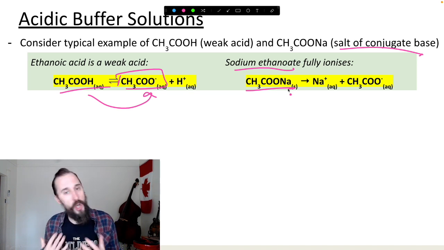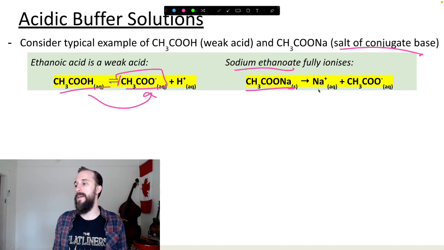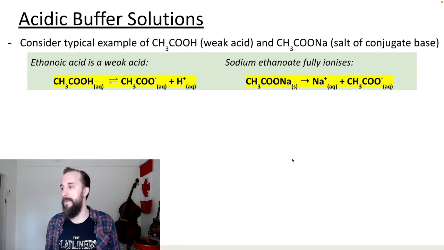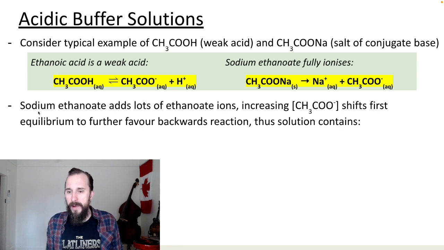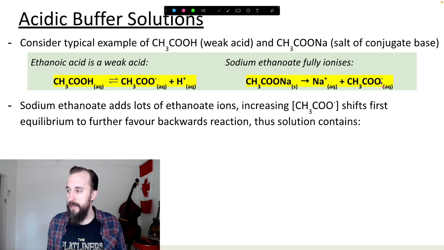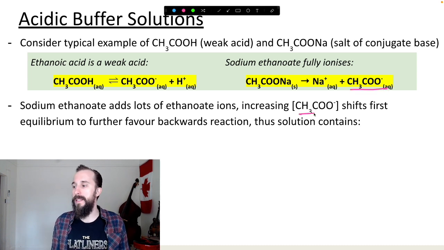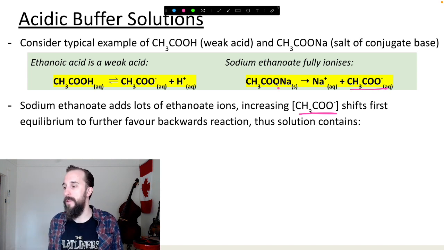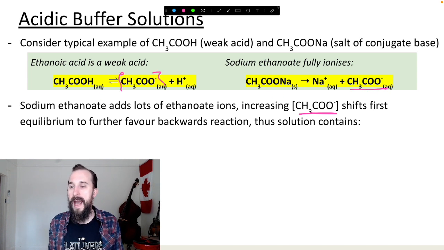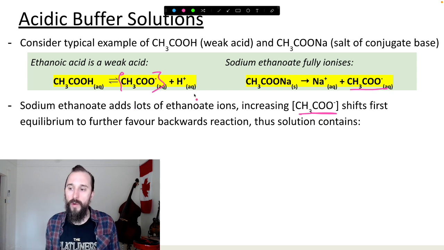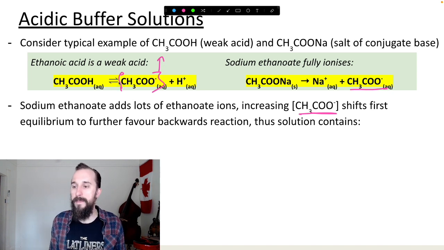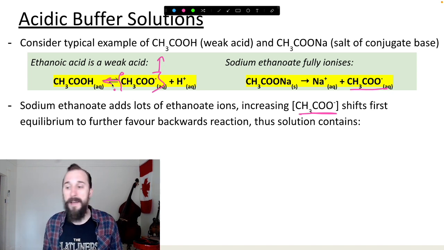Importantly, the conjugate base salt is going to fully ionize into sodium ions and then our ethanoate ions, more accurately. So what have we done? Sodium ethanoate has added lots of ethanoate ions, increasing the concentration of our ethanoate ions because it's fully dissociated. So let's consider what this is going to do to this equilibrium over here. If we're adding the ethanoate ions, we're increasing the concentration over here. Le Chatelier's principle, all that good stuff we've been talking about in this equilibrium, that's going to push that equilibrium very much back to the left-hand side.